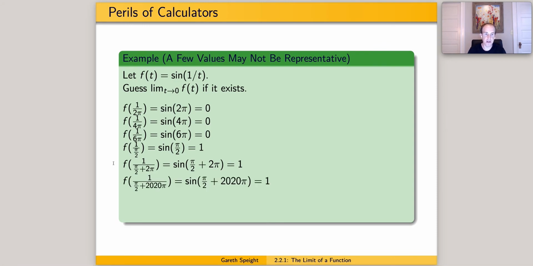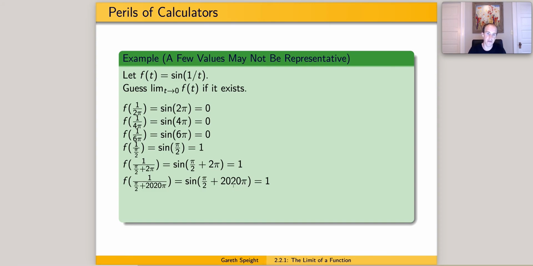Okay, and then I want to choose numbers which are really, really close to 0 to insert. So let me choose this kind of rigged value, 1/(pi/2 + 2020pi). So 2020pi is a really big number. I add pi/2 to it, and I get a really big number on the bottom. 1 over that is going to be a really small number. So I'm plugging a really small number into f. Sine of 1/t flips that, so I get sine of (pi/2 + 2020pi). Sine is 2pi periodic, and here I have an even number of pi's.